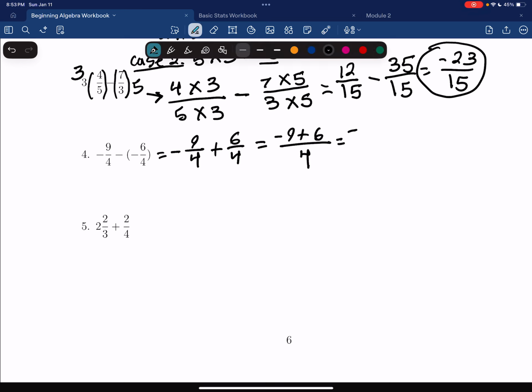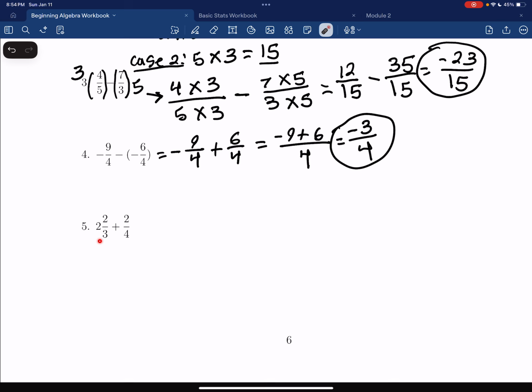Negative 9 plus 6 is negative 3. We're going to put that over 4, and that's your final answer. Now looking at example number 5, we have a mixed number here. So whenever you're given a mixed number, we need to convert it into an improper fraction first.